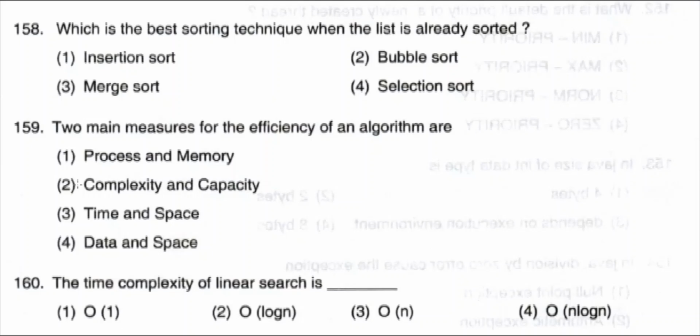So these are the two main factors which affect the efficiency of the algorithm, not memory and process. Nowadays systems have a huge amount of memory and a lot of computational power, so we are not concerned with process and memory. And complexity and capacity: the processor works multi-core, and even if the algorithm is complex, it is easily compiled and run. There is no question about the complexity because the computer can understand it. Date and space. Sorry, data and space. Data and space is not what affects the efficiency.